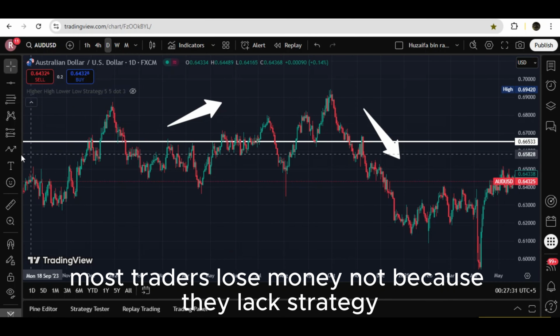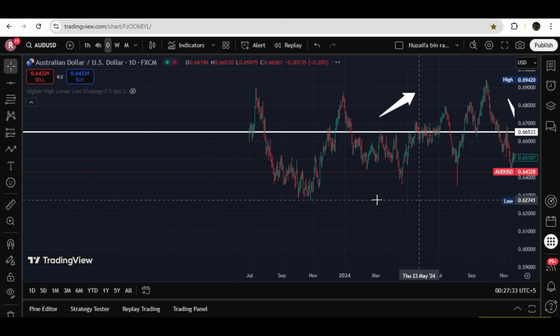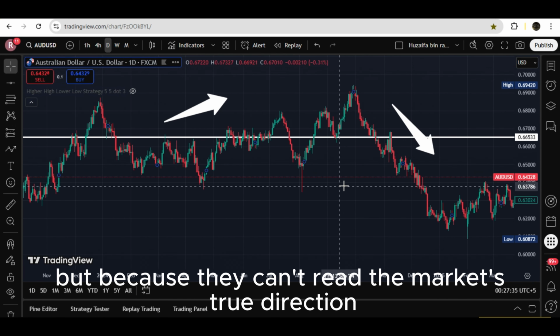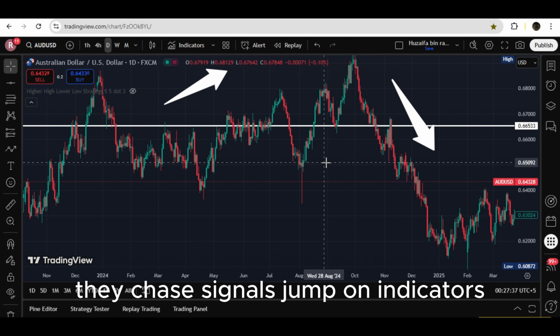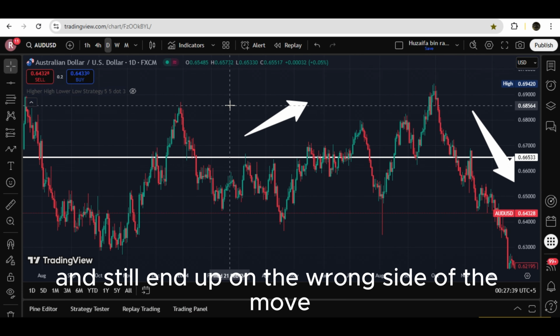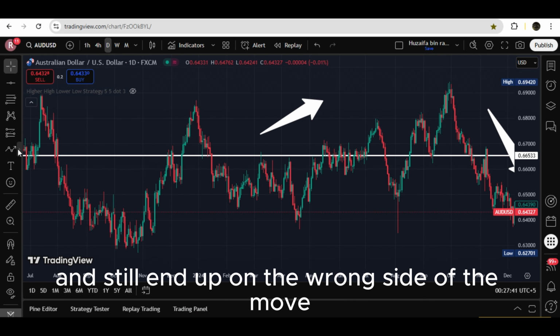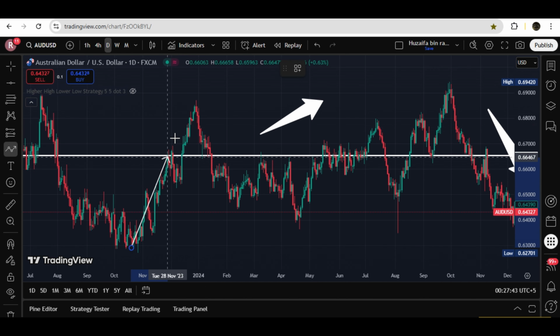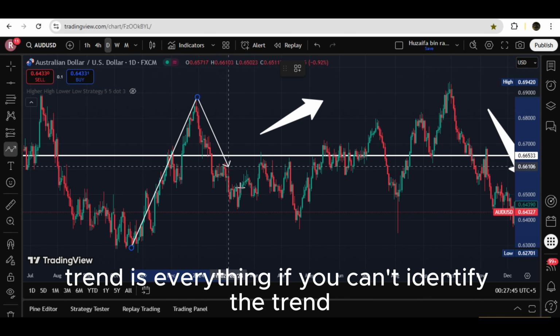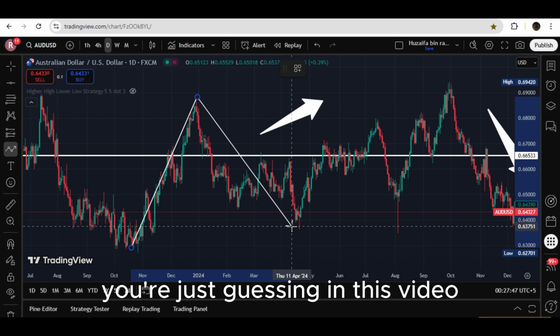Most traders lose money not because they lack strategy, but because they can't read the market's true direction. They chase signals, jump on indicators, and still end up on the wrong side of the move. The real secret? Trend is everything. If you can't identify the trend, you're just guessing.